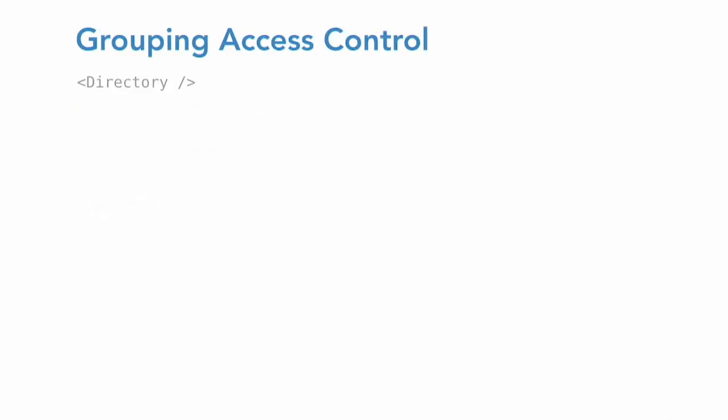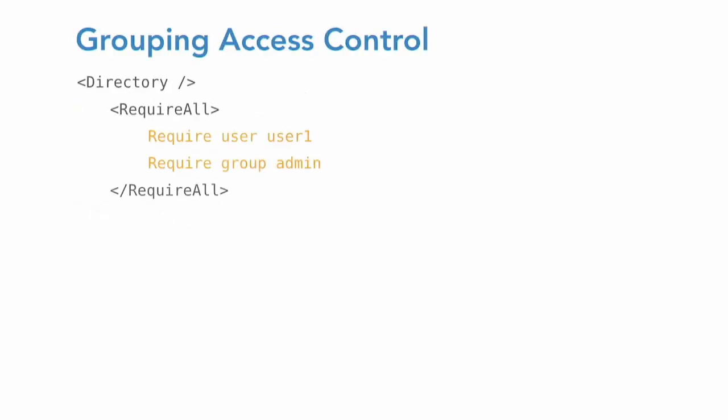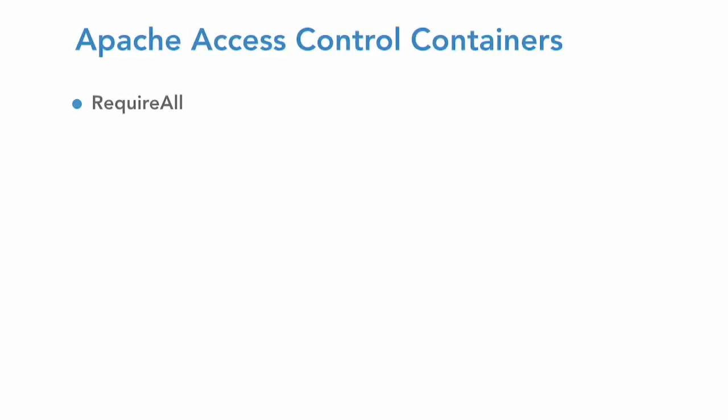When multiple require directives are used, only one has to be evaluated as true to allow access. For instance, if we had a require user user1 and require group admin, then user1 would be allowed even if they were not in the admin group. If we wanted to require all conditions to be true, we can group our access control into a require all container. The default acts like a require any container. There is also a require none container.